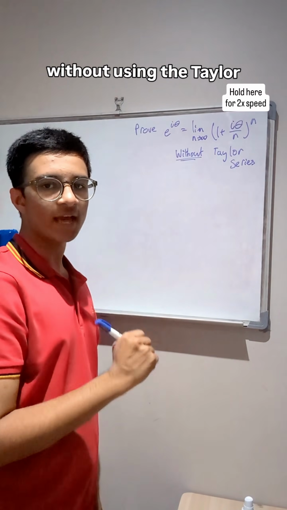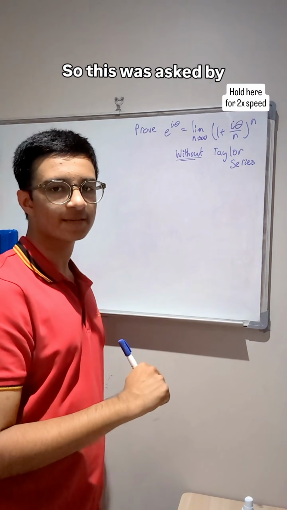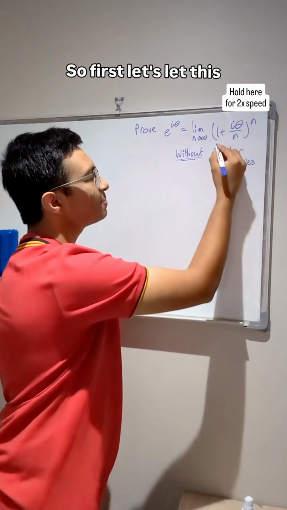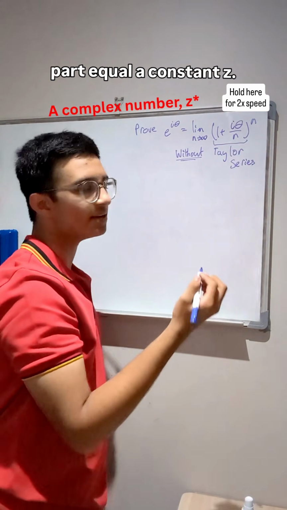How do we prove this without using the Taylor series? So this was asked by someone in the comments, and gosh, this will be a long video. So first, let's let this part equal a constant z.